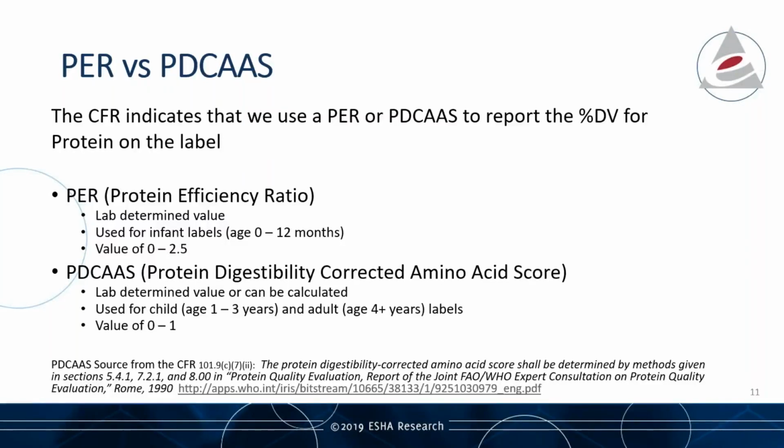And today we're focusing on PDCAAS because the bulk of the questions we receive center around determining %DV protein for U.S. adult labels. I do want to note that there are alternative approaches to factoring protein digestibility, like the DIAAS, which is the Digestible Indispensable Amino Acid Score. And there are certainly other methods. But today, again, we're focusing on PDCAAS because that's in terms of complying with U.S. labeling regulations.